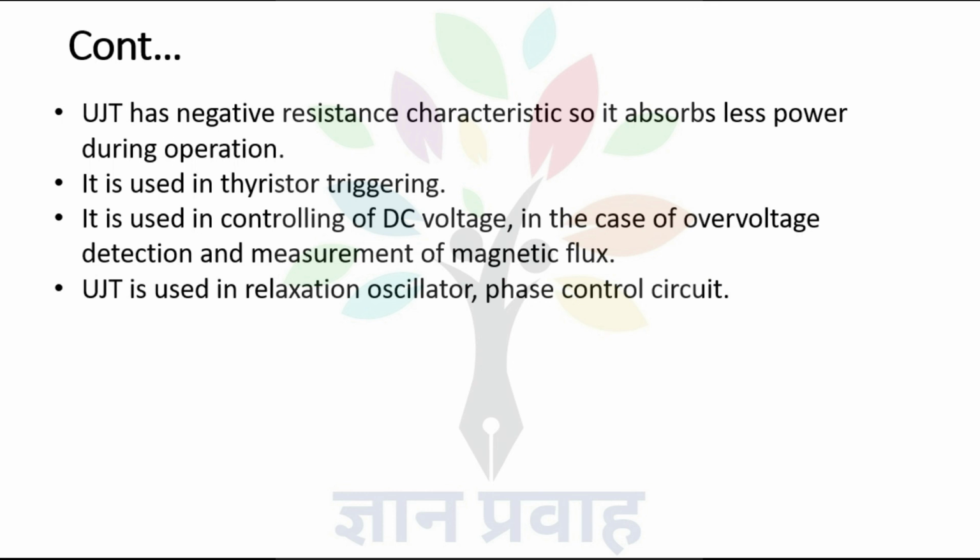UJT has a negative resistance characteristic, so it absorbs less power during its operation. And it is used in thyristor triggering. It is used in controlling of DC voltage in the case of overvoltage detection and measurement of magnetic flux. UJT is widely used in relaxation oscillators and phase control circuits.